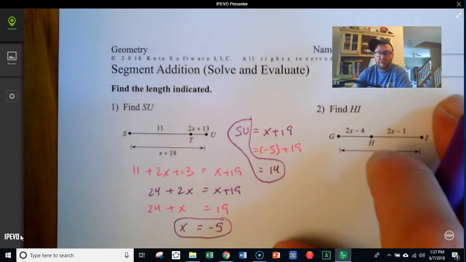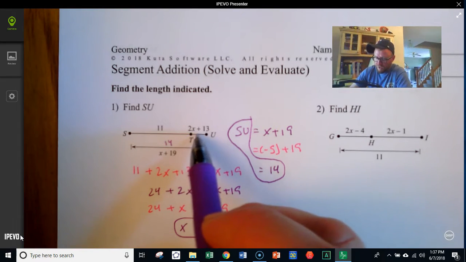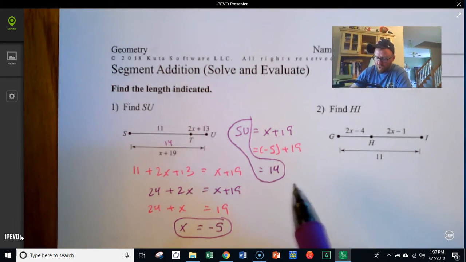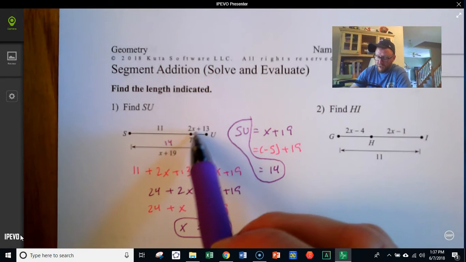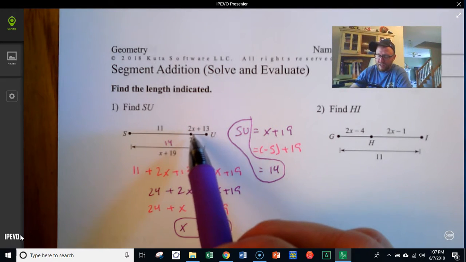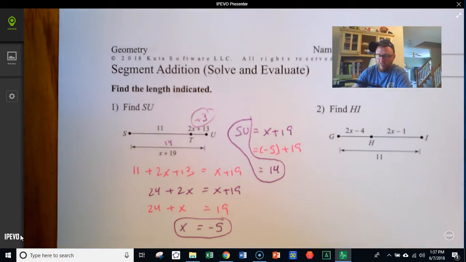Now, we could double check here. If this whole thing is 14, then up here 2x plus 13 should work out to be 3, because 11 plus 3 is 14. Let's see. It'd be negative 5, so 2 times negative 5 would be negative 10. Negative 10 plus positive 13 would be a positive 3. So it works out.